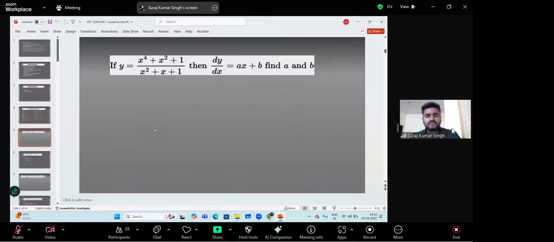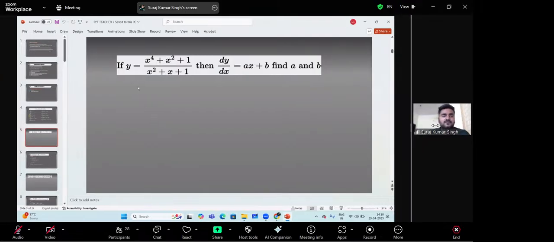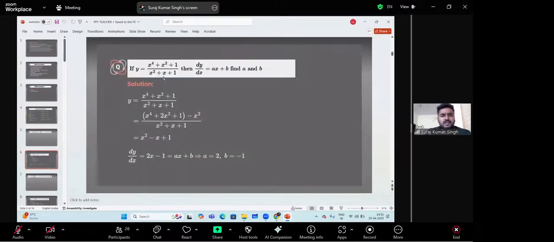Okay, let us see one problem I have written here. If y equals x to the power 4 plus x square plus 1 by x square plus x plus 1. This question is asked in many competitive examinations. What should be the value? The student will think how to do this biquadratic term and how to do the factorization. So it is a very easy problem, nothing to worry.